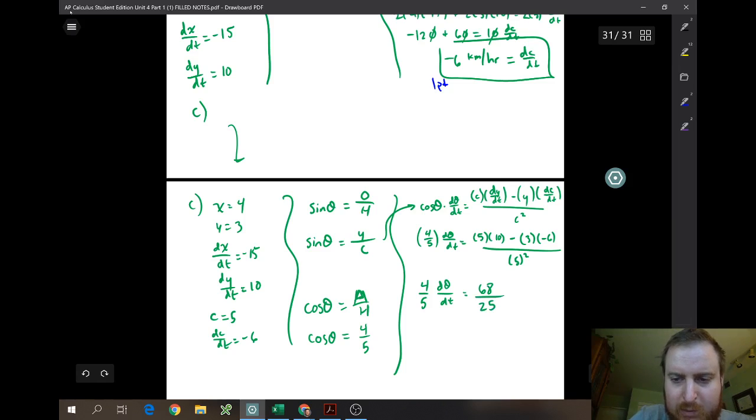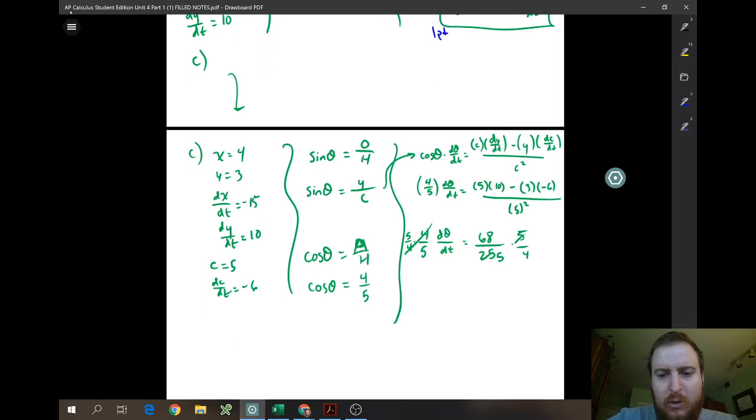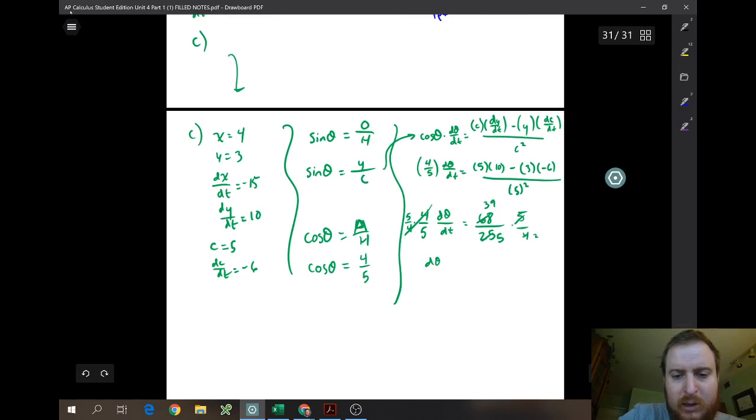We're going to multiply both sides by 5/4 to isolate for d theta dt. So this cancels out to a 5, and then 68 divided by 4, we're going to get a fraction. And so we can divide both sides by 2, that'll be 39, and that'll be 2. And so we're going to get d theta dt equals 39 over 10 radians per hour.